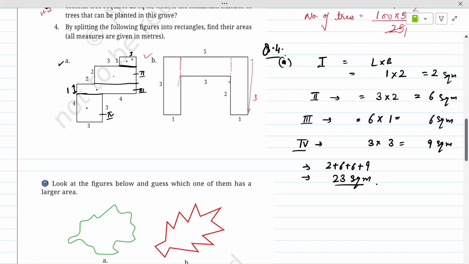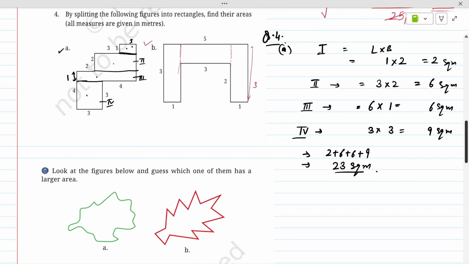For this, if I take this rectangle, this is 3 and this is 1. Same, this is 3 and this is 1. We can find out the area, right? And if we see this one inside, the smaller one, we know that this is 1 and this is 3. Okay, so find out the area of these 3 different rectangles and add them.